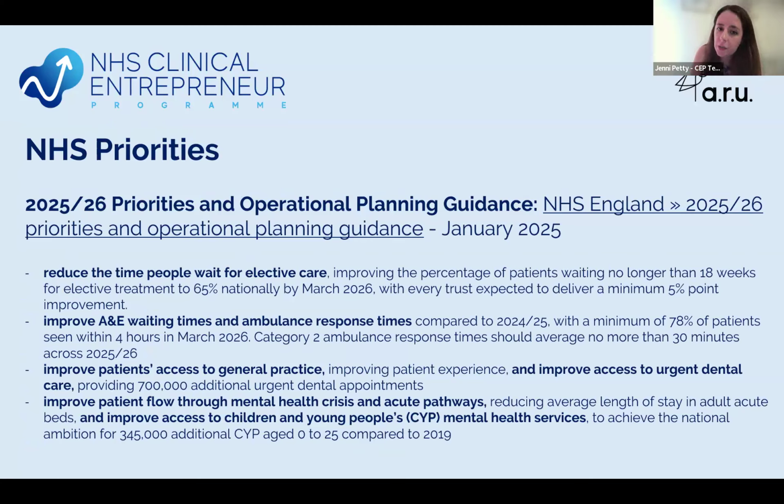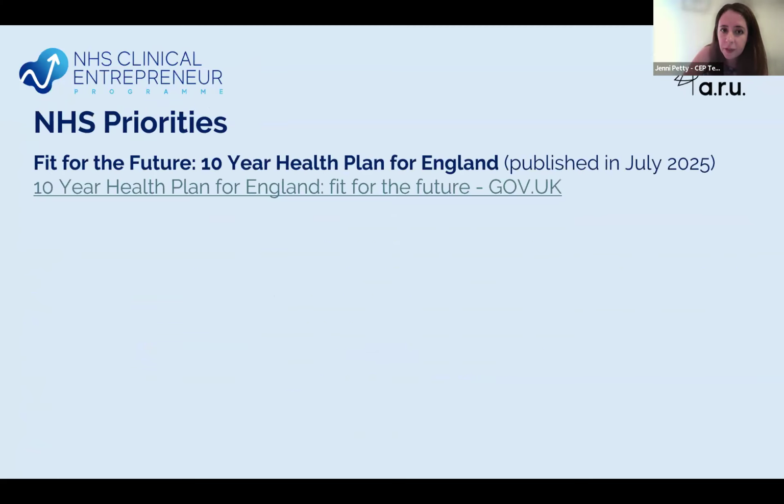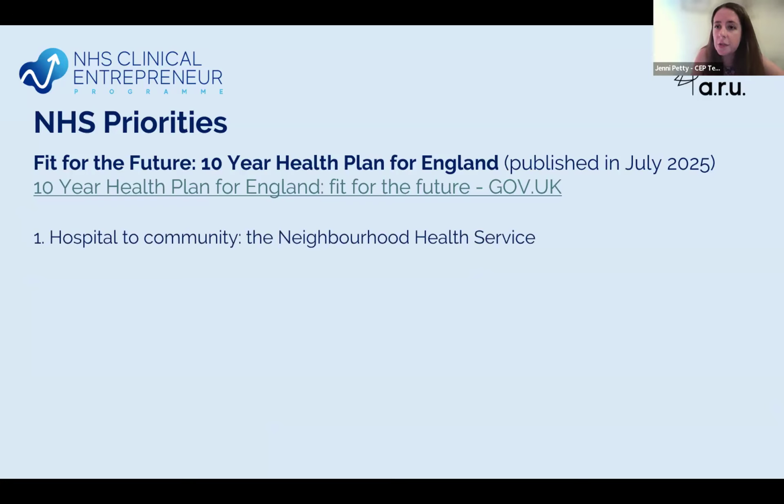So this was published in January this year and set out some key targets for the forthcoming year, such as reducing the time people wait for elective care, improving A&E waiting times, and so on. So it's another key document. And since our last webinar, the Fit for the Future 10-year health plan for England has been published. And this sets out, obviously, the key priorities, key focus areas, which I will just list here. Some of these we mentioned last week.